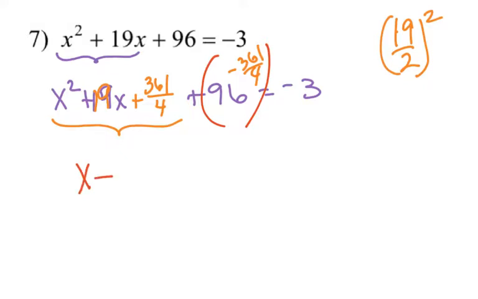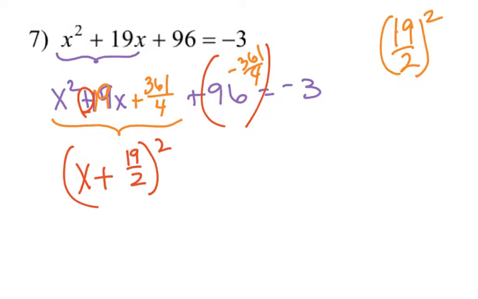This right here is going to be x plus, because there's a plus right there, and then half of 19, so 19 halves, which is the square root of 361 fourths. So that's going to be my perfect square. Ugly, yes, but it's still a perfect square.